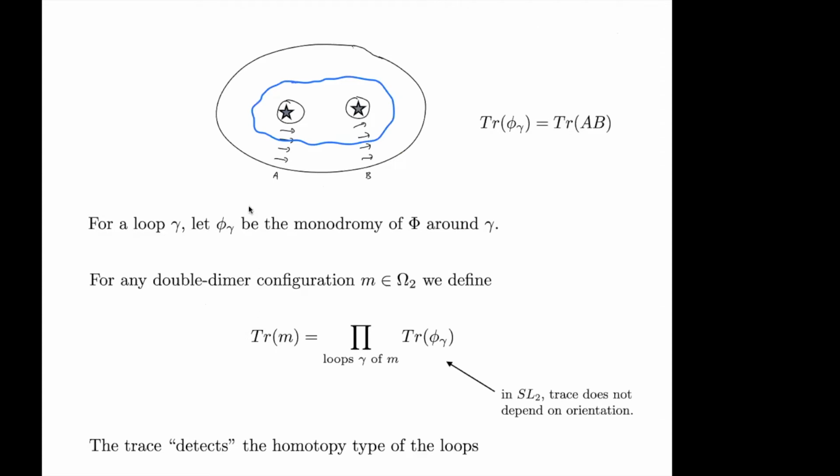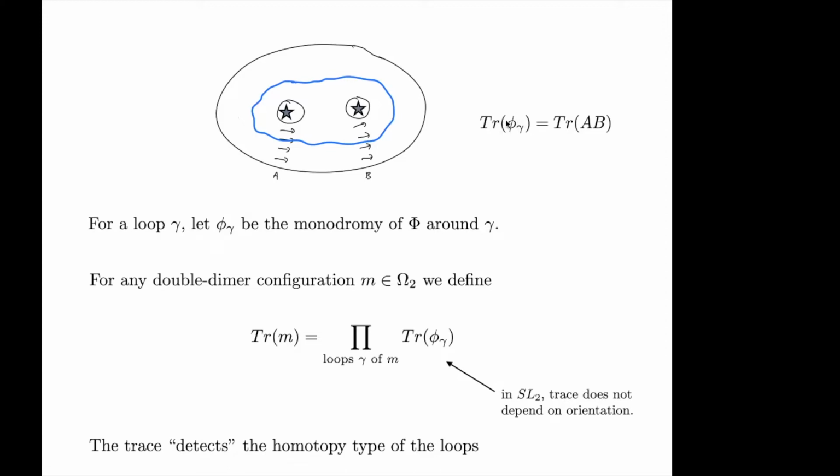Okay, now when we take a double dimer configuration, it has a set of loops. Some of those loops will be trivial and some of them will surround the punctures. So, to every loop, I can associate the trace of its monodromy. Of course, the monodromy itself depends on the base point, but the trace doesn't.